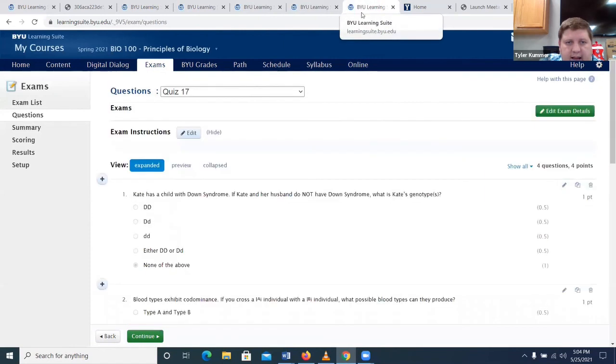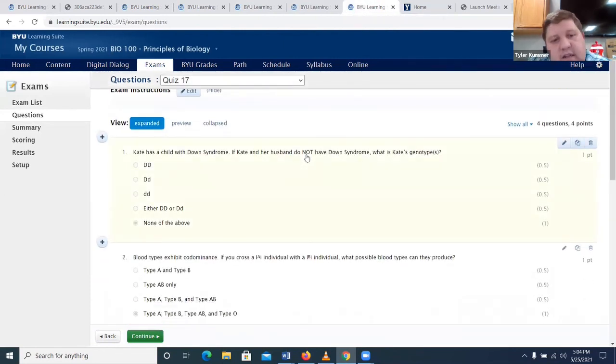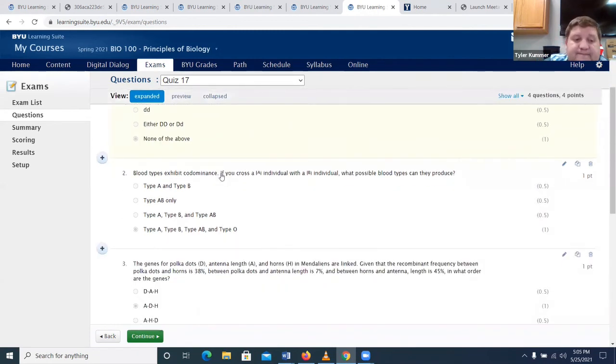We were on our last one here, quiz 17. Kate has a child with Down syndrome. If Kate and her husband do not have Down syndrome, what is Kate's genotype? Well, this question's kind of here to help you understand that you need to resist the urge to try and turn everything into one of these simple problems that we were just talking about, okay? Because Down syndrome is not caused by a single gene. Down syndrome is caused by a meiosis anomaly, by having a third copy of chromosome 21. And so genotype doesn't make sense here, right? What we're seeing here is a meiosis anomaly. And so none of the above should be the correct answer there.